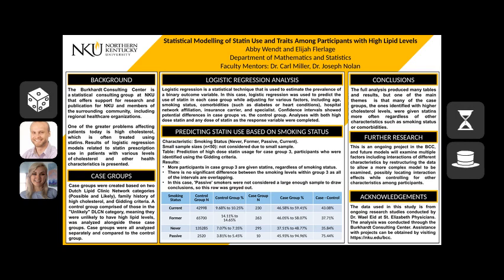If we look within the levels of smoking status of the case group percent, there's no significant difference between these 4 levels. There's no significant difference between the smoking levels within group 3, as these are all overlapping. And in this case, the passive smokers had a sample size of 10, so they were not considered because it's not large enough to draw conclusions on.